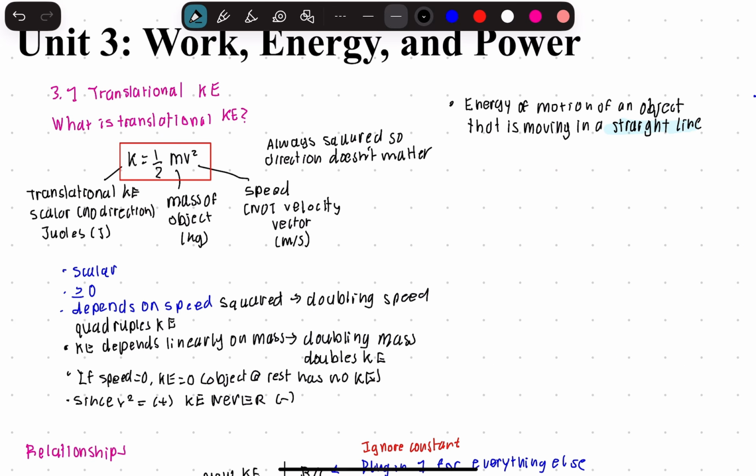The formula that you need to know is K equals 1/2 mv squared, where K is the translational kinetic energy measured in joules, m is the mass of the object measured in kilograms, and v is the speed, not the velocity vector, measured in meters per second. Also remember that because velocity is squared, the direction doesn't matter, because the positive and negative sign would always cancel out to be positive.